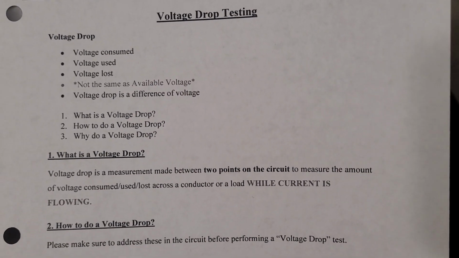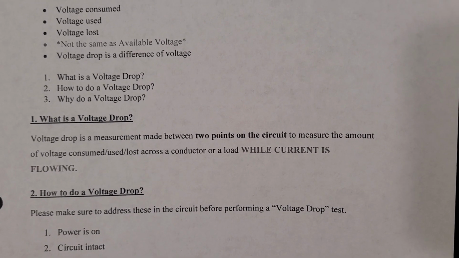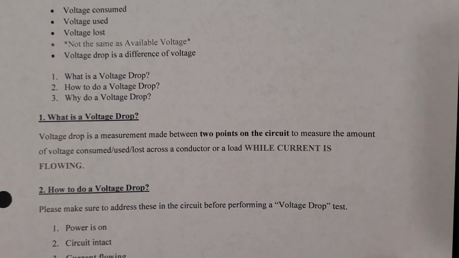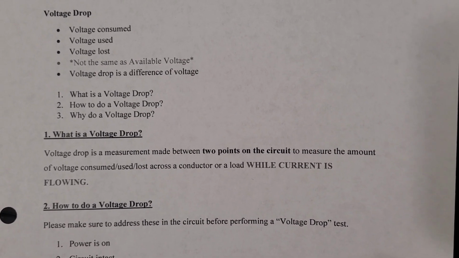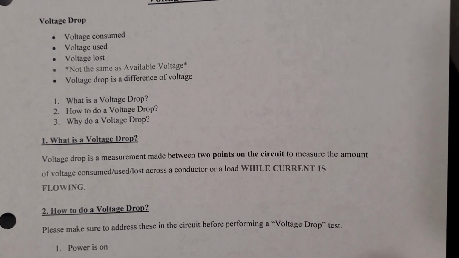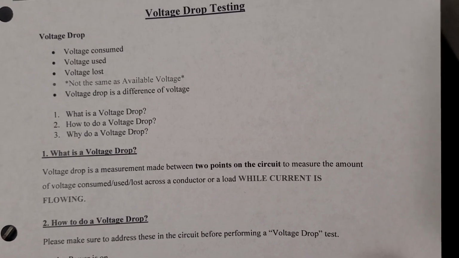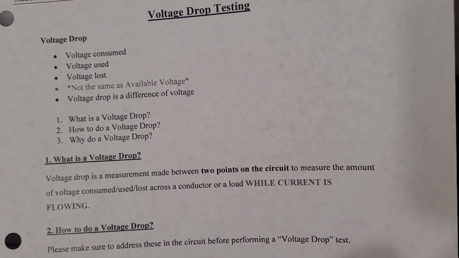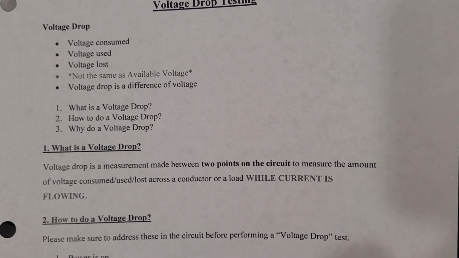Now, the very first thing is what is a voltage drop? Okay. Voltage drop is a measurement between 2 points, two random points you're going to pick in the circuit, and it's going to measure how much is used, consumed, or lost across those 2 points. It can be across a wire, which is a conductor, or a load. You can also do this across a switch or a fuse as well to test how much is being used or lost across those 2 points.